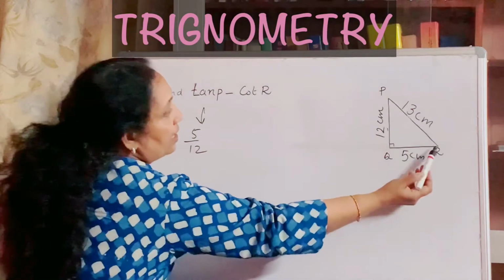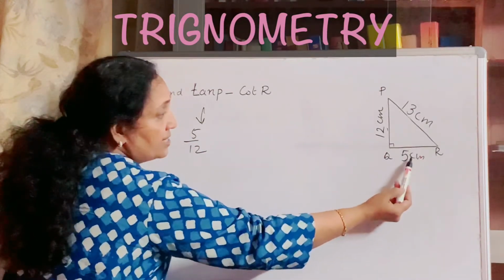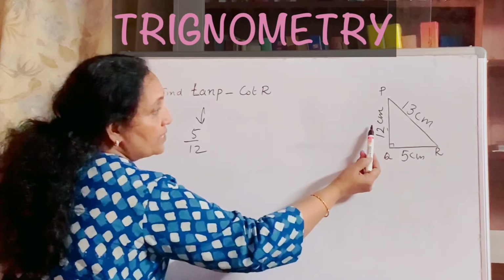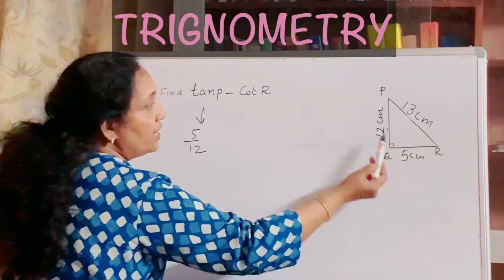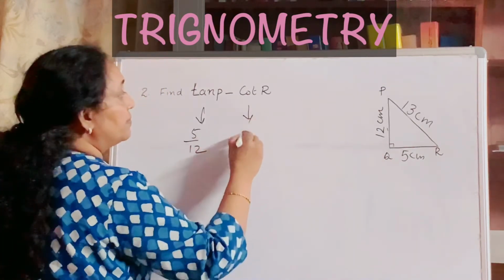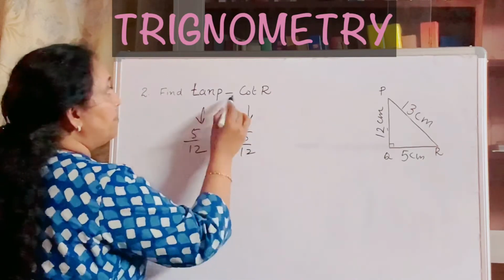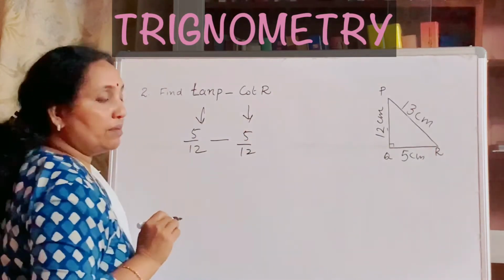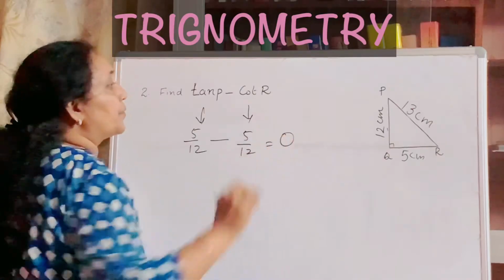Then cot R. Cot is adjacent side by opposite side. That means 5 by 12. Tan P minus cot R is 5 by 12 minus 5 by 12, that is 0.